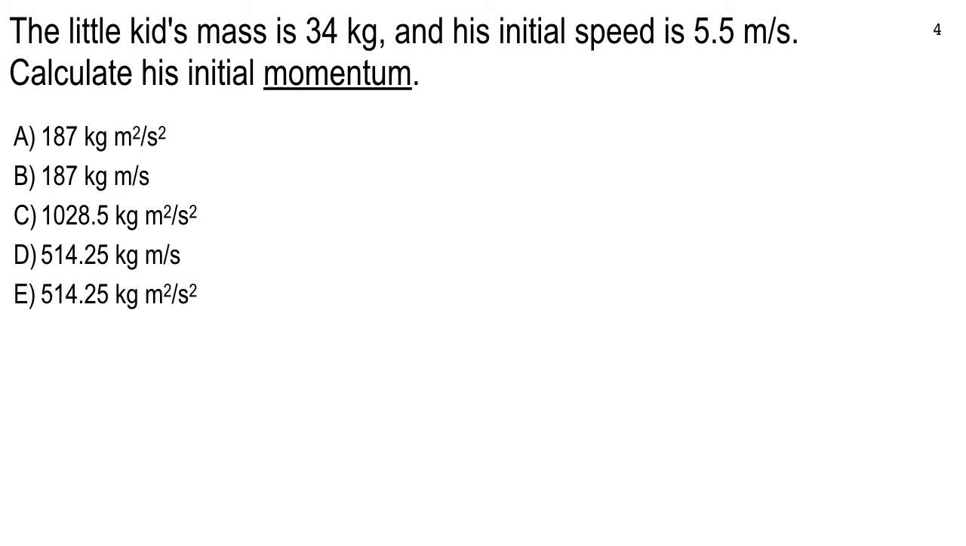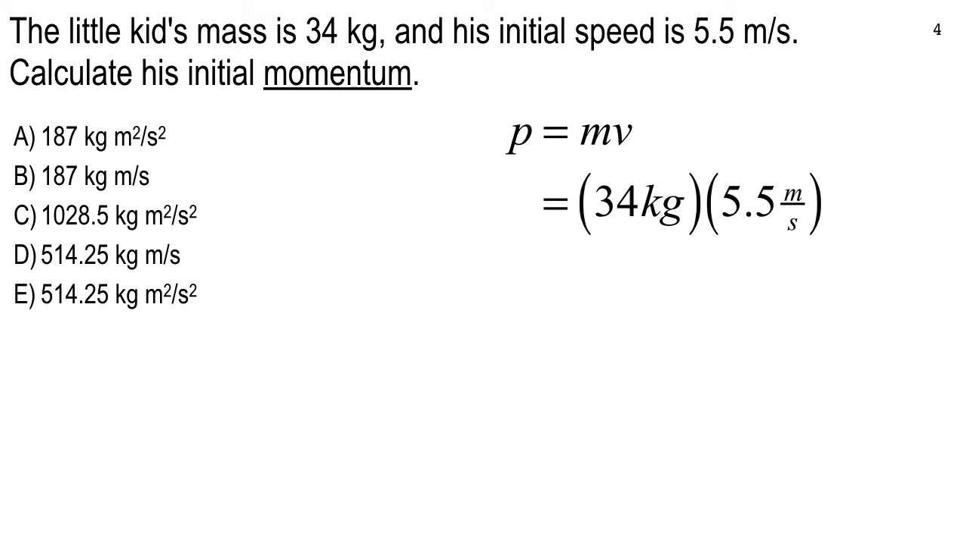All right, most of you got it right. Option B is correct. Let's calculate it out. A few of you got tripped up. P equals MV, that's the definition of momentum. And you're going to know this one by heart. You won't even have to memorize it because you'll have used it so many times. In this particular instance, it's 34 kilograms times 5.5 meters per second.